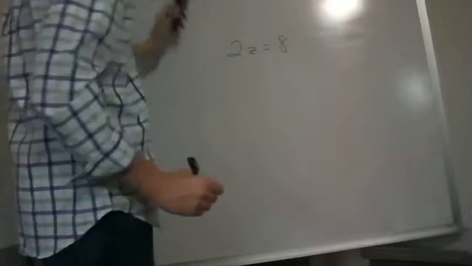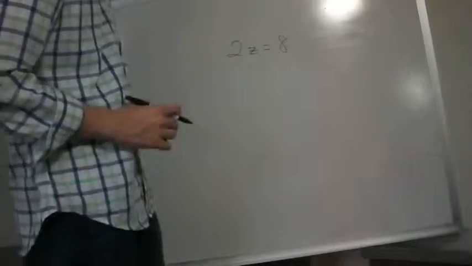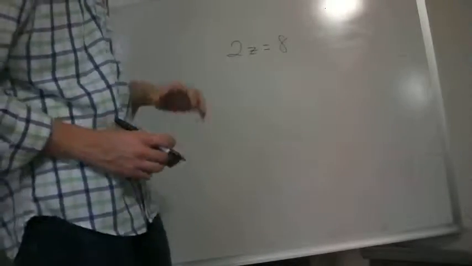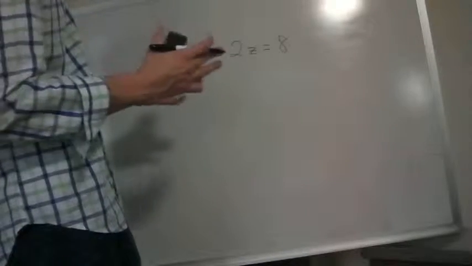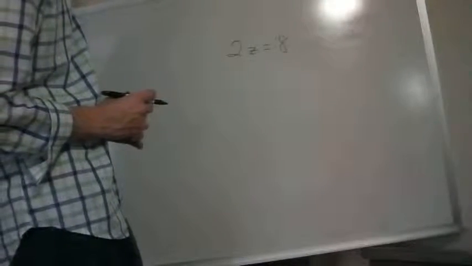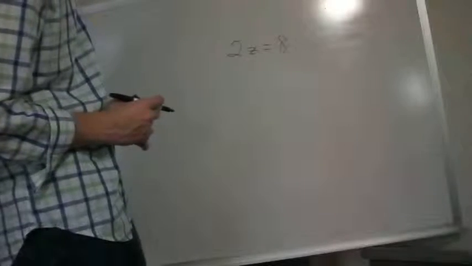Well, let's say I have 2 times z equals 8. Notice there is no symbol between them, which signifies that there is multiplication occurring. Anytime there are two numbers or variables next to each other without any symbol between them, we know that that is multiplication.